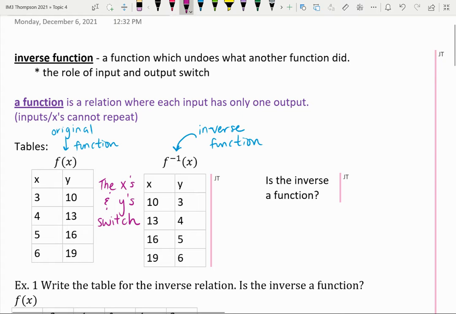So this coordinate right here, 3, 10, when I look at the inverse, becomes 10, 3. The coordinate 4, 13 becomes the coordinate 13, 4. And so on, right? 5, 16 becomes the coordinate 16, 5, and 6, 19 becomes 19, 6. So everything in the x just gets exchanged with y.